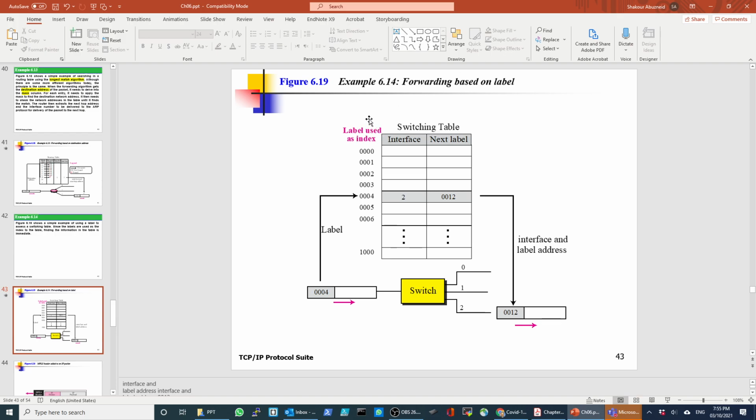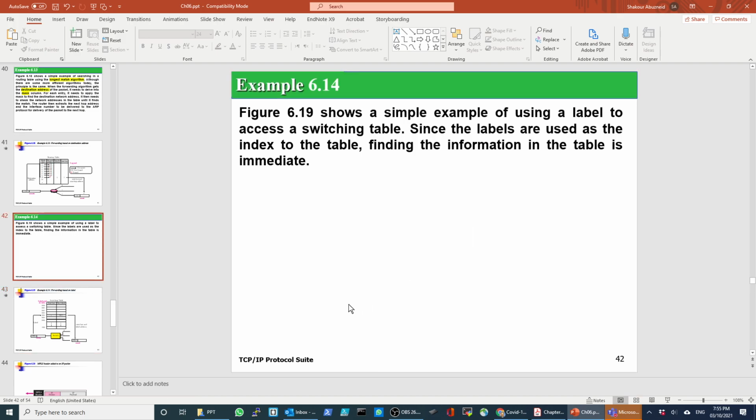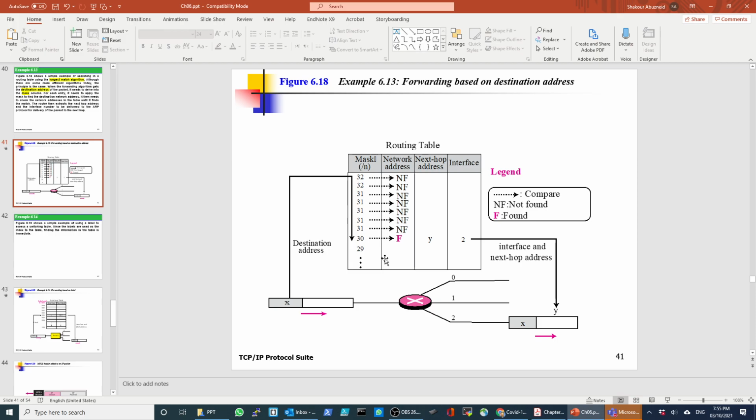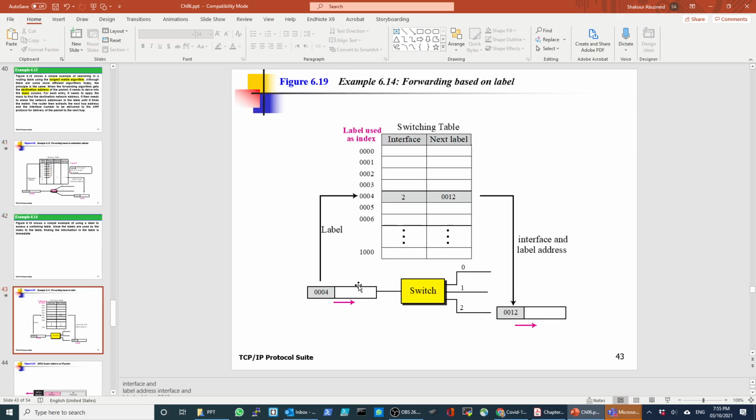So we have a label. You see the label in here? Label used as an index. So 0000, 0001, 0002, this is the label, right? So in here, we were checking the network address. In the modern way, we attach a label to the packet. All right, so this is like the destination address. Instead of looking at the network address, the IP address, and the destination address, we look at the label. So it says look for the label 0004. This is the label 0004. It tells me send it out in interface 2.